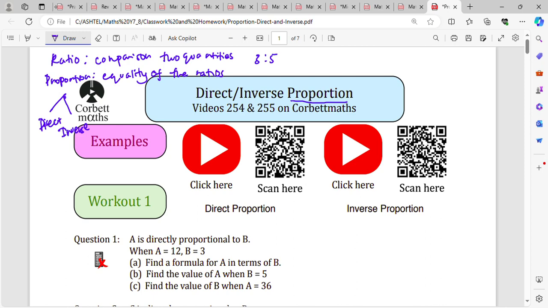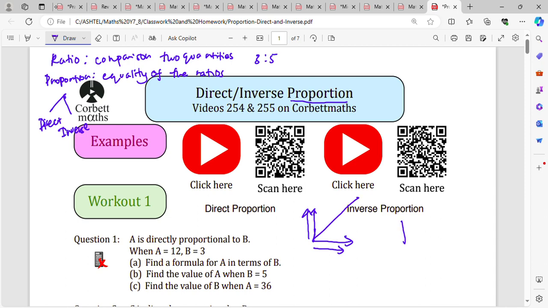Direct proportion is where, if one number is going up, the other number is also going up. That is direct proportion. The graph usually looks like this. If this side is increasing, this side is also increasing, so the graph looks like that.